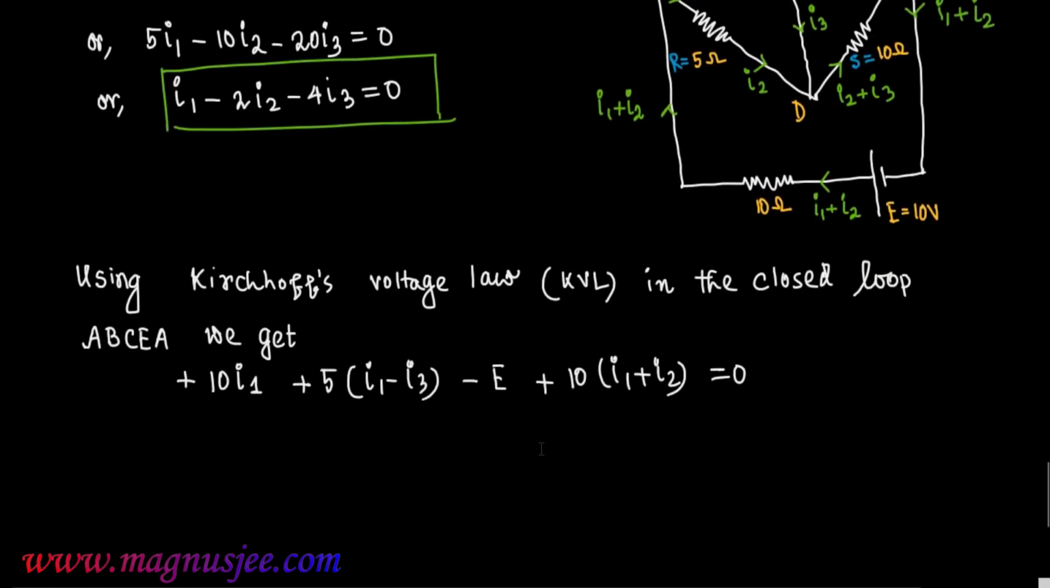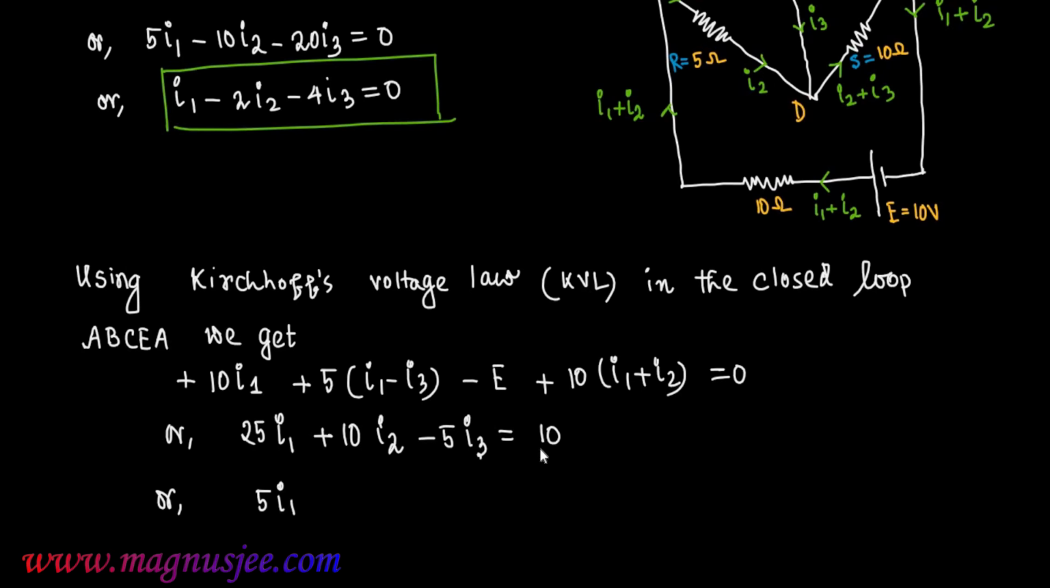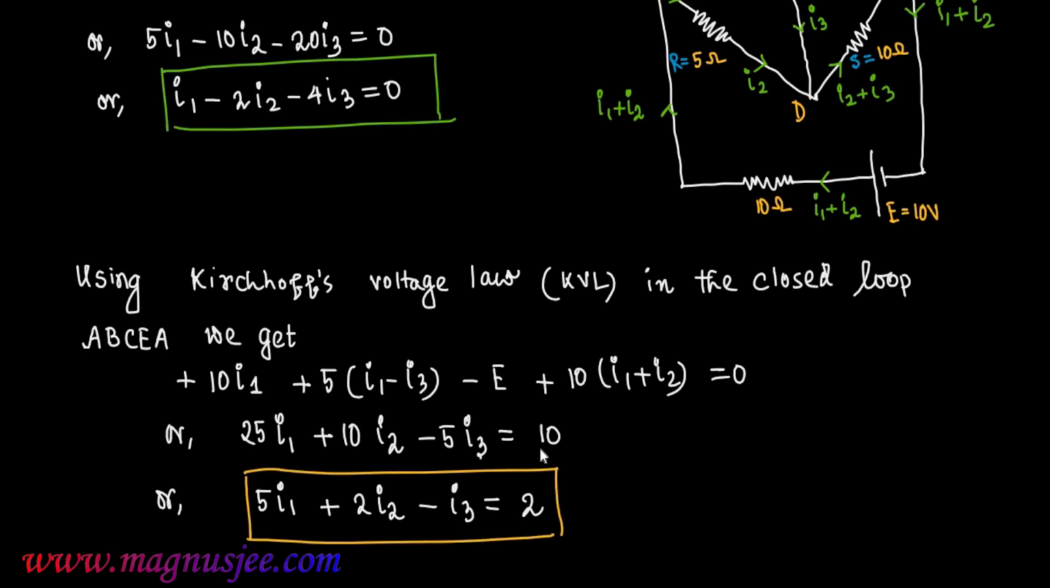Here E will be minus E, and 10 into I1 plus I2 will be plus. So we get 10I1 plus 5 into I1 minus I3 minus E plus 10 into I1 plus I2 equal to 0. Finally we get 25I1 plus 10I2 minus 5I3 equal to 10, or 5I1 plus 2I2 minus I3 equal to 2.